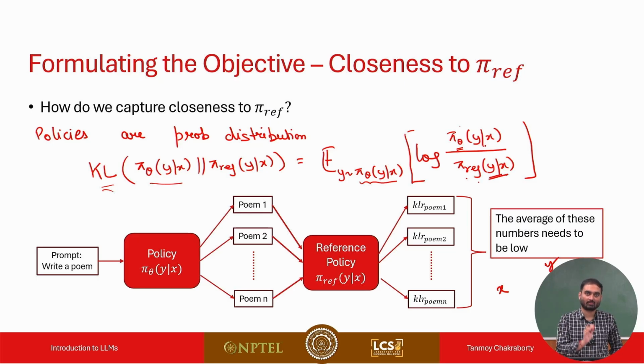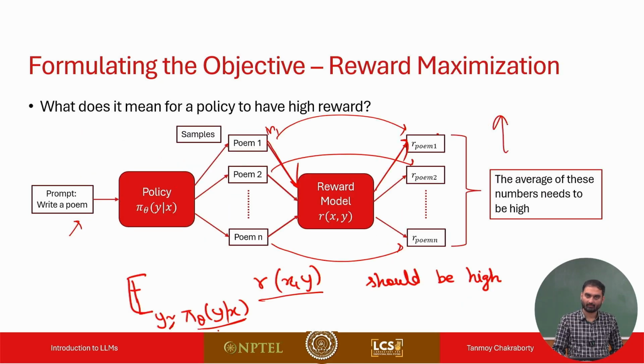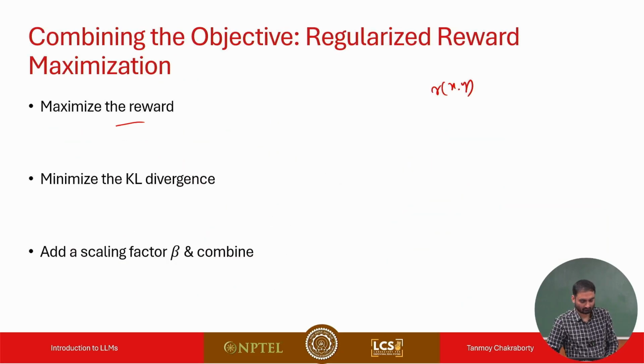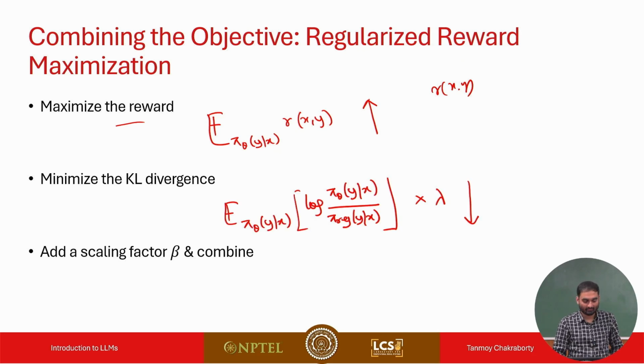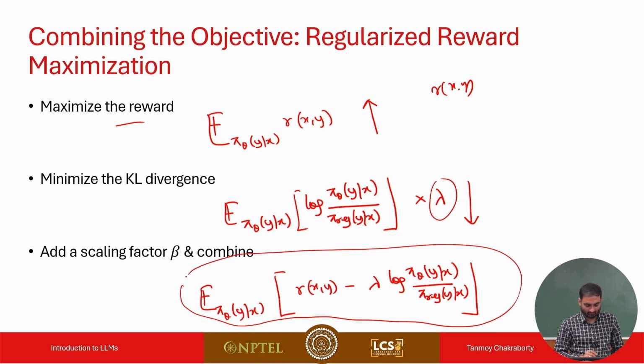And what is our objective? Our objective is to maximize this, okay, and minimize this. So maximize the expected reward, minimize the KL divergence, right? And in order to balance these two things, I will use a scaling factor, lambda. The scaling factor essentially says that I would like to give less weightage to the KL divergence, or more weightage to the KL divergence and stuff like that. So this is the final objective function for RLHF.